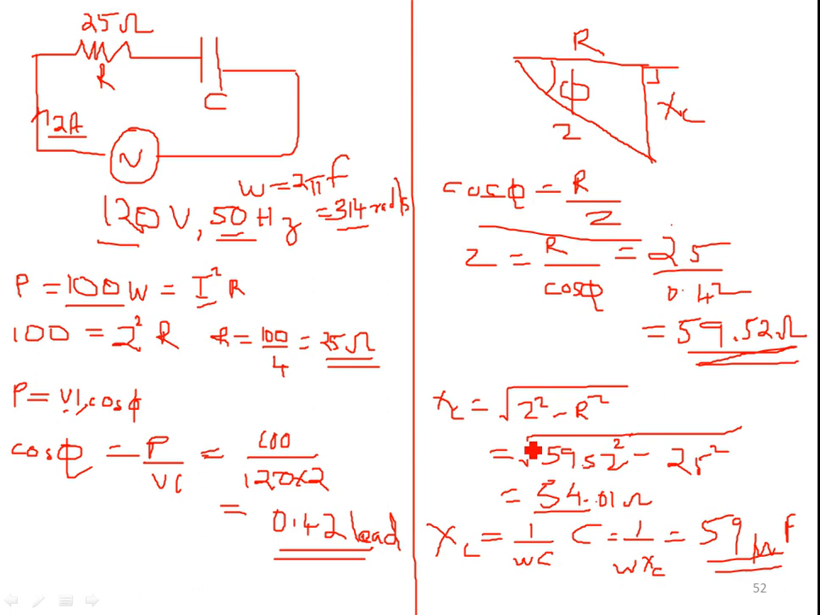Now, coming to XC. From this triangle, XC is root of Z square minus R square, which is root of 59.52 square minus 25 square. That is approximately equal to 54 ohms. Now, XC is basically 1 by omega C, the capacitive reactance of the circuit. From there, we get capacitance C as 1 by omega into XC. So the value of capacitance is 59 microfarad. I think you have understood this problem.